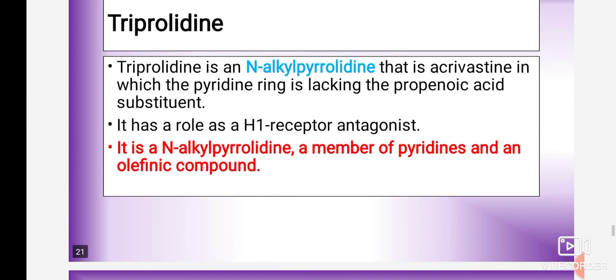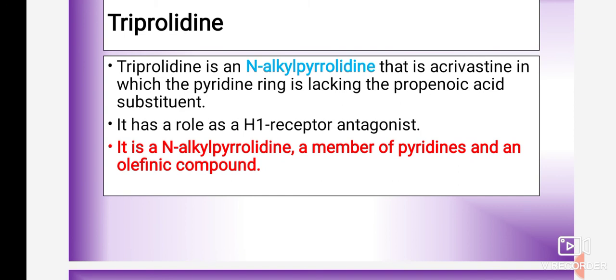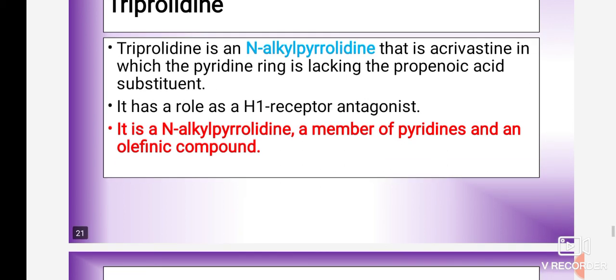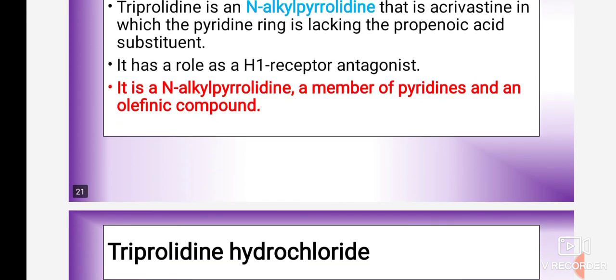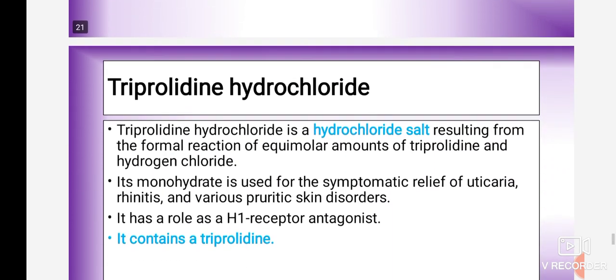So triprolidine is an alkyl pyrrolidine, that is acrivastine, in which the pyridine ring is lacking the propanoic acid substituents. It has a role as an H1 receptor antagonist. It is an alkyl pyrrolidine, a member of pyridines and an olefinic compound.